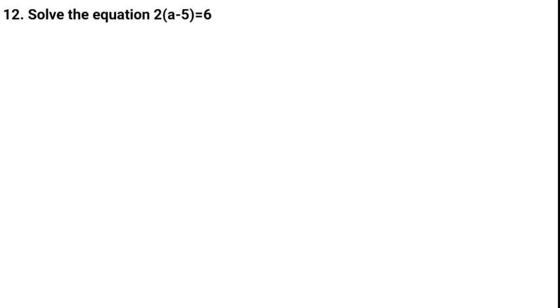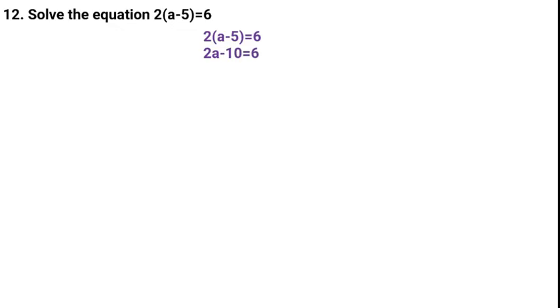So what I'm going to do next is write this question down. Once I've done that, I'm going to distribute 2 to all the terms in the brackets, that is a and -5. So I'm going to multiply 2 by a, which will give me 2a, and 2 by -5 will give me -10, which is equal to 6.